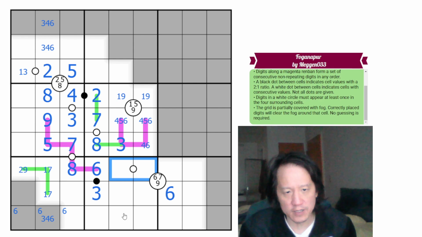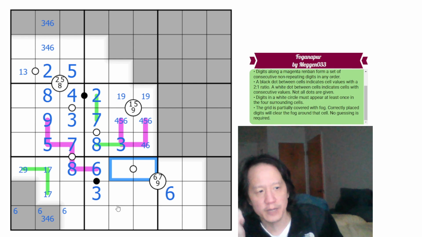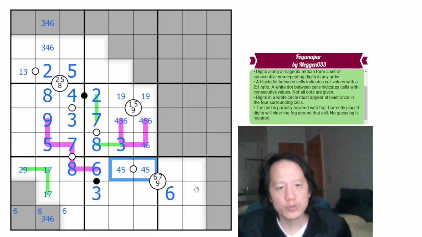These are consecutive. It cannot contain an 8, so it cannot be 8, 9. It cannot be 7, 8. It can't contain a 6, so it can't be 6, 7, or 5, 6. It could be 4 and 5, or it could be 1 and 2, because 3 is out. It can't be 3, 4, or 2, 3. So these are the only possibilities.